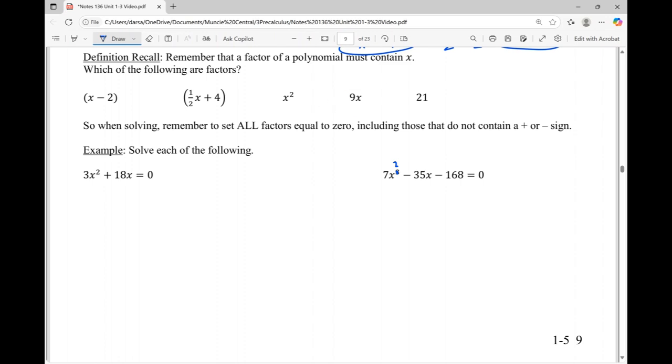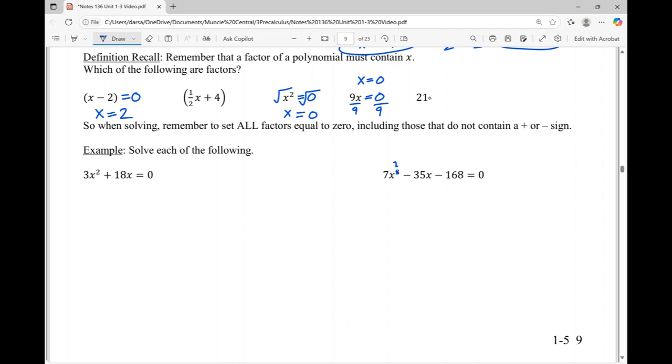What about the number 21? Is the number 21 something that is a factor? No, it is not, because it doesn't have an x. Now, why does this matter? Because all of these, if we set them equal to 0, we would get an answer when we get x by itself. So here, x is going to be 2. In our third example, if we take the square root of both sides, x is 0. If we look at this one and we divide both sides by 9, again, x is going to be 0.